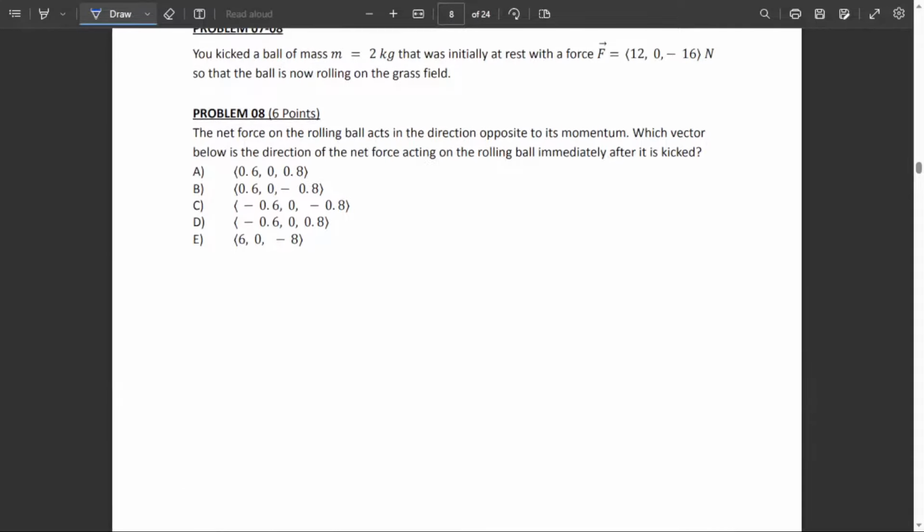Next question. The net force on the rolling ball acts in the direction opposite to its momentum. Which vector below is the direction of the net force acting on the rolling ball immediately after it is kicked? So, we are told that the net force is opposite to the momentum, and we want to find the direction of the net force immediately after it is kicked.